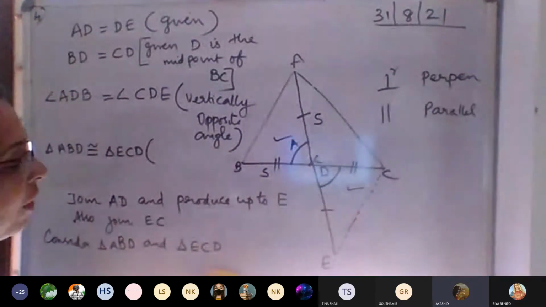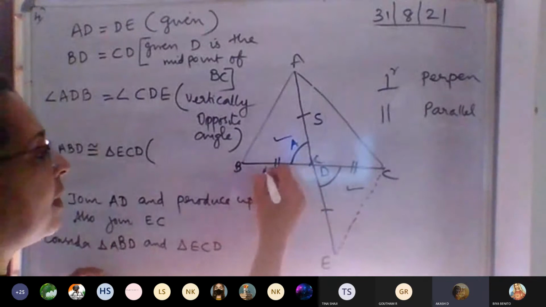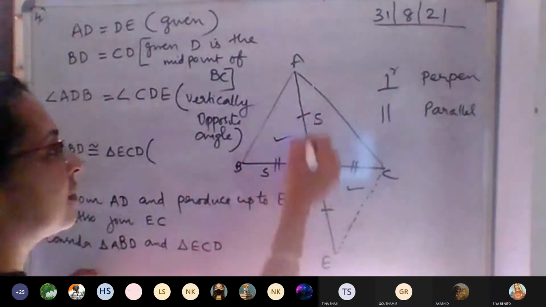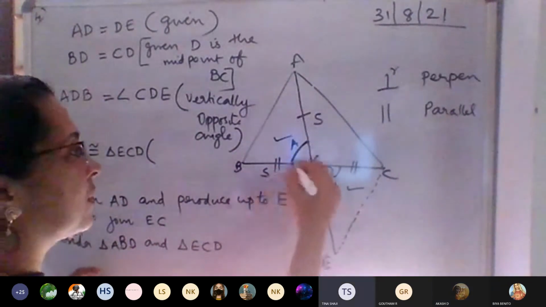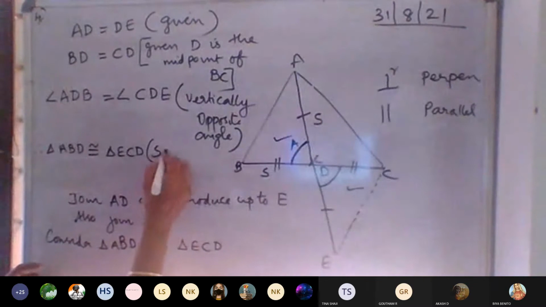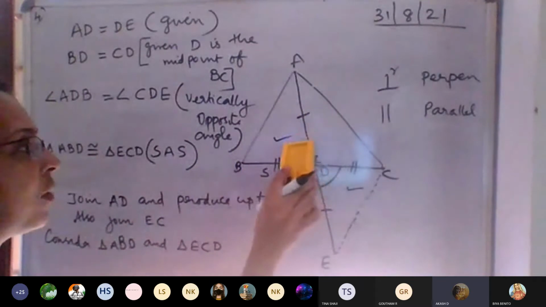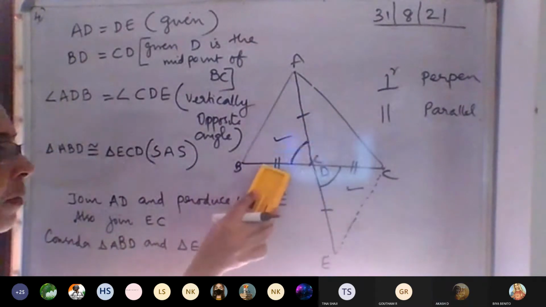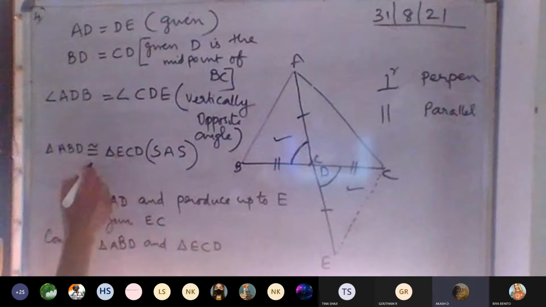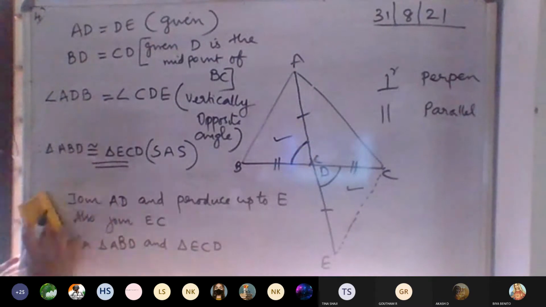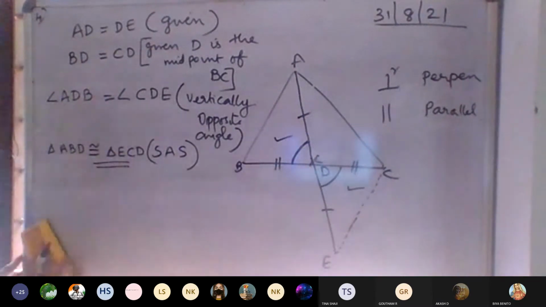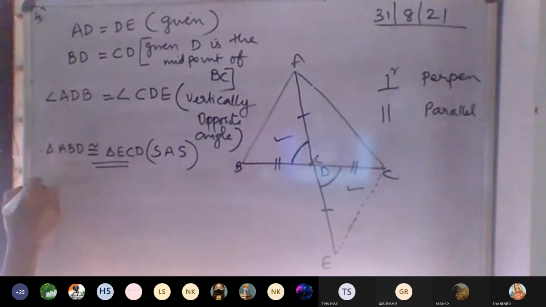Take your pencil and write here: this is a side, this is a side, and this one is the angle, so SAS. We have to prove AB equals EC. If these two triangles are congruent, we can say the second part directly. So the first part is complete. Then the second part is to prove AB is equal to EC.